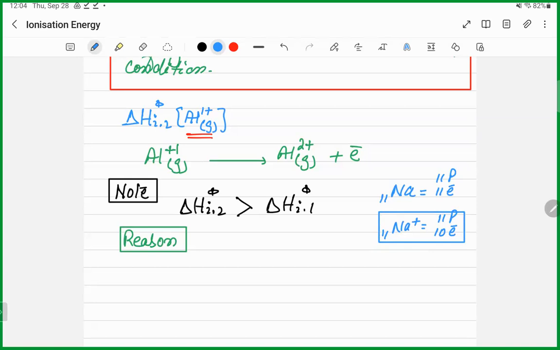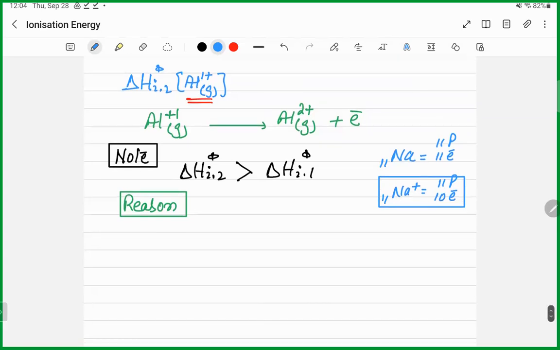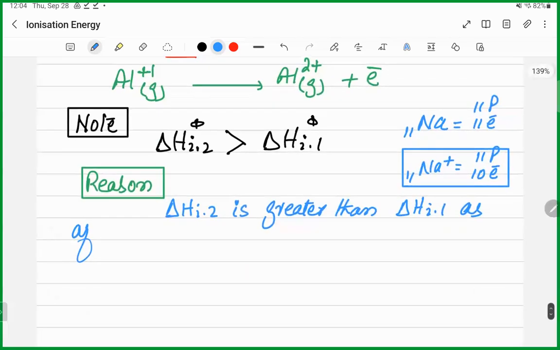So the force of attraction of the nucleus on the remaining electrons increases. They get attached more strongly, so it is more difficult to remove them. Okay, delta H I2, the second ionization energy, is greater than delta H I1, as after the removal of one electron, there are more protons and fewer electrons.